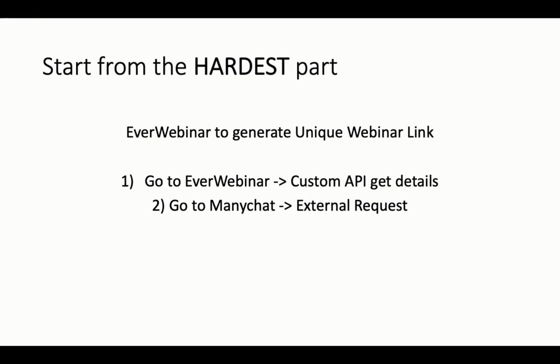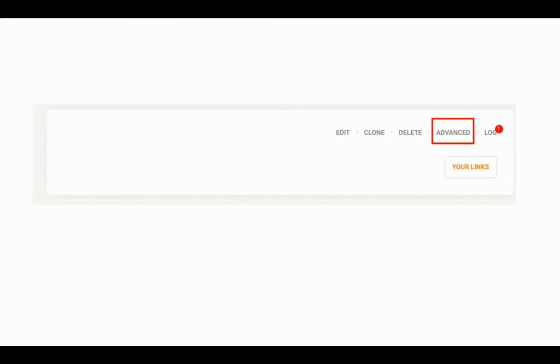So we have to start from the hardest part first, which is how to generate the link. First, you go to EverWebinar and go to the custom API to get the details. Second, we go to ManyChat and use one of the actions called external request to communicate with EverWebinar. And this is how you get the details of your API.